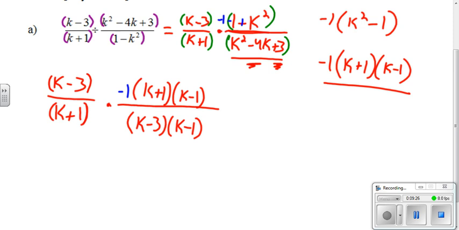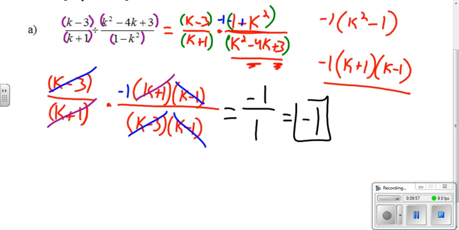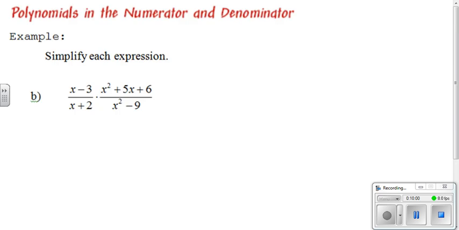Now again, all we've got to do is cross out any doubling ones. And you can do that vertically or diagonally. So here we have k minus 3, k minus 3. Here we have k plus 1, k plus 1. Here we have even a k minus 1 and a k minus 1. So the only thing left in the end is -1 on top and 1 on bottom. So it looks like this one, most simplified version, is just negative 1. Nice and easy. All right, let's try that with our last polynomial in the numerator one.